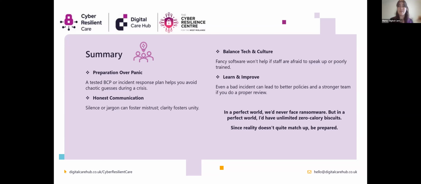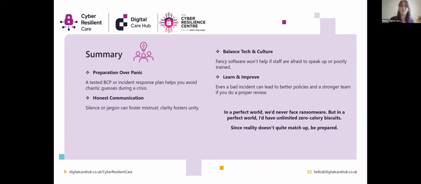Balance tech and culture. We looked at improving the tech, but also implementing training for your staff and your policies and procedures. Fancy software won't solve everything. If staff are afraid to speak or poorly trained, if they don't have the training or they don't know what to do. As we said, we make mistakes, we're human, so we need to do both.